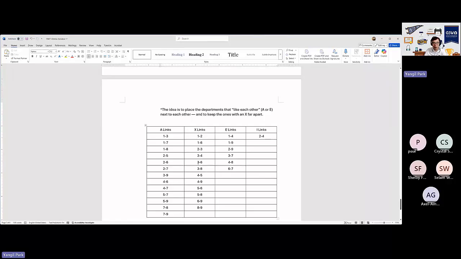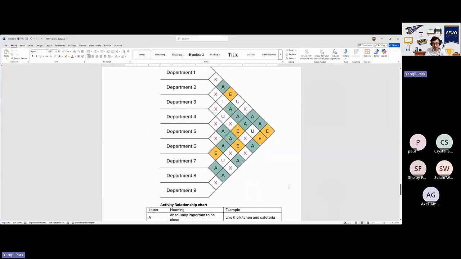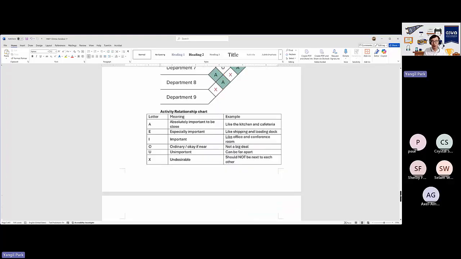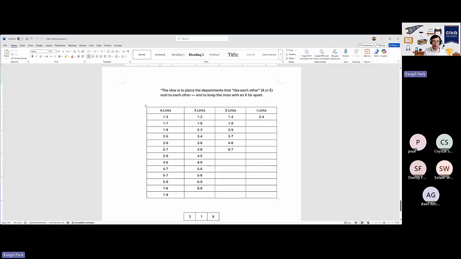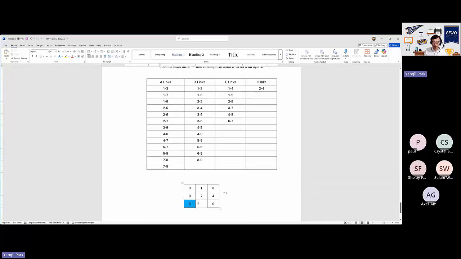So why are we doing it this way? With this diagram, it's almost impossible to come up with an idea unless you're a genius. Some geniuses can figure it out from the diagram, but to make it a little easier, we can put it into this table first. Then we go from there and figure out where to put which link.